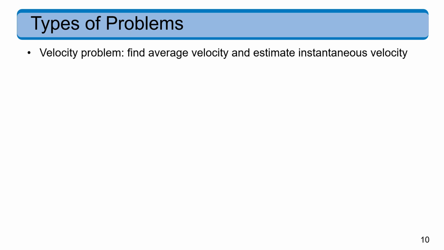So let's start with the velocity problem. So we talked about two types of velocity if you have an object moving in a straight line: average velocity and instantaneous velocity. So average velocity is always over an interval, whereas instantaneous velocity is talking about at a single instant in time. It's no longer over an interval.